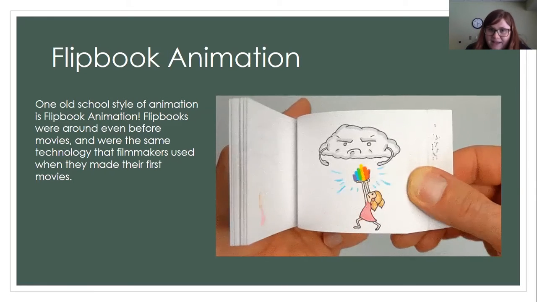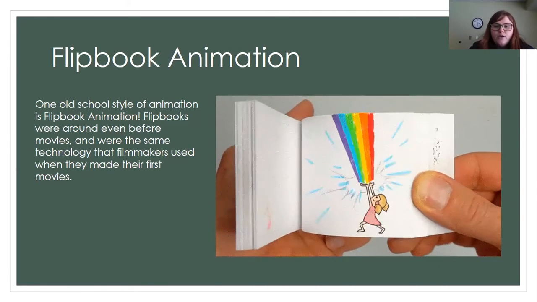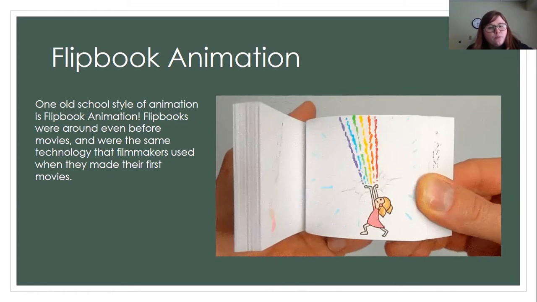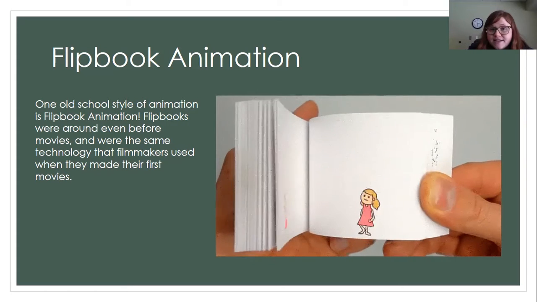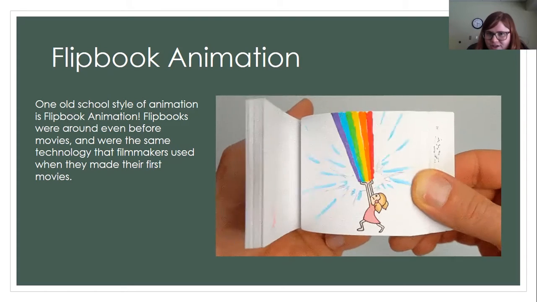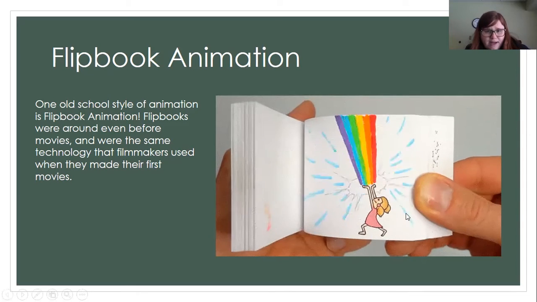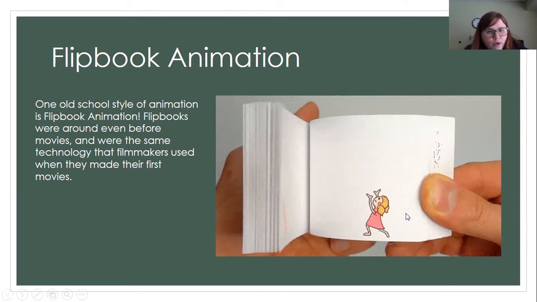Flipbook animation is the kind that we're going to talk about especially today. What you would do is you would have a group of images, lay them right on top of each other, and flip through with your thumb. And as you can see here, it looks like the images are moving. This is how first movies were made. You would stack images on top of each other and play them through quickly.